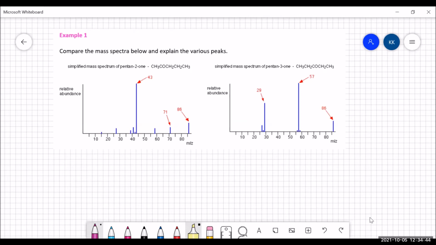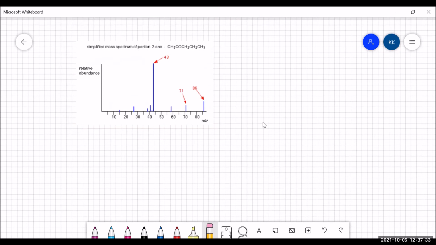Both have a molecular ion peak at a mass to charge ratio of 86. This corresponds to the molar mass. So 5 carbons, 10 hydrogens and 1 oxygen adds up to 86.15 grams per mole. If we took that to the nearest unit, we would see that that matched the 86 of the molecular ion peak. Let's look at the fragmentation of pentane-2-one.